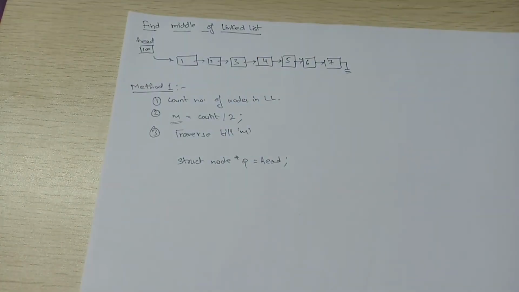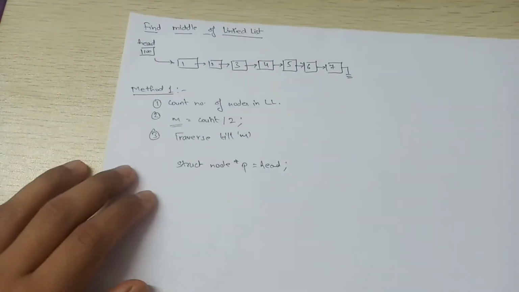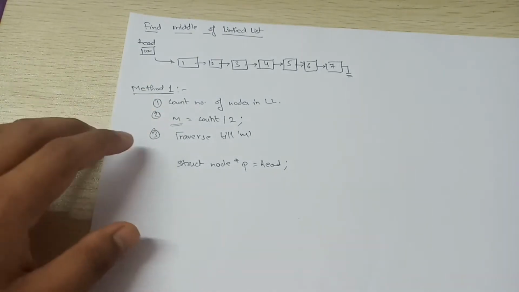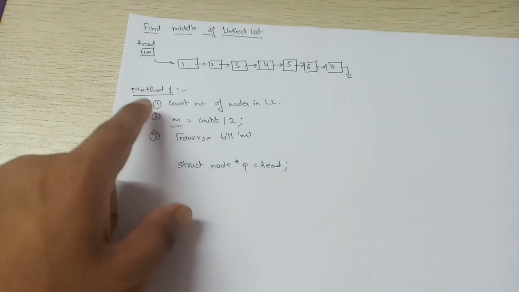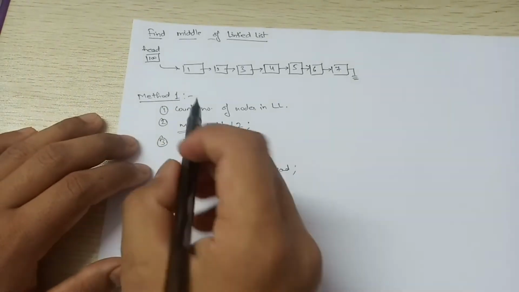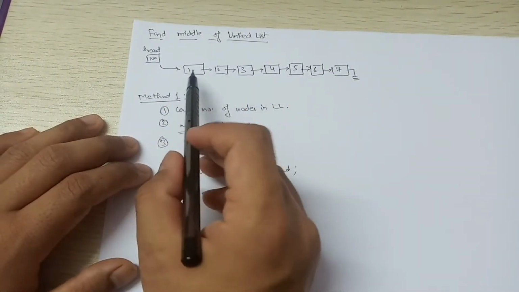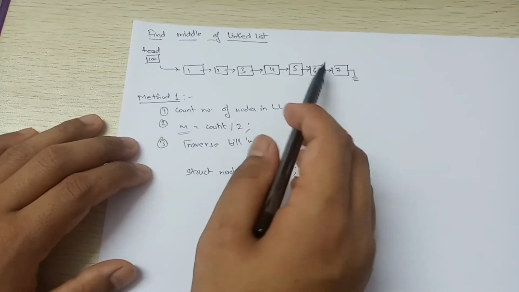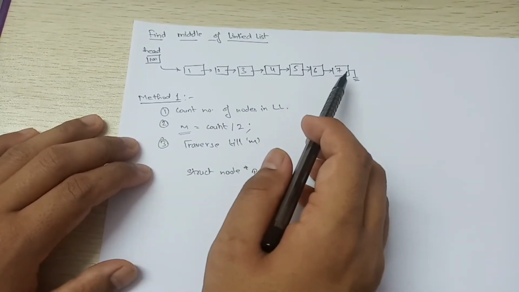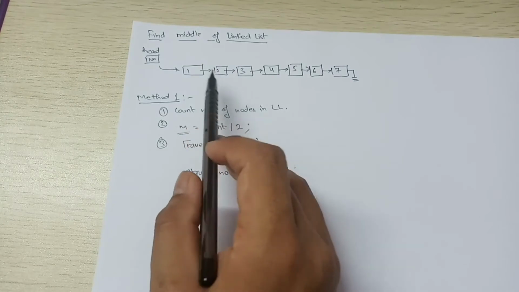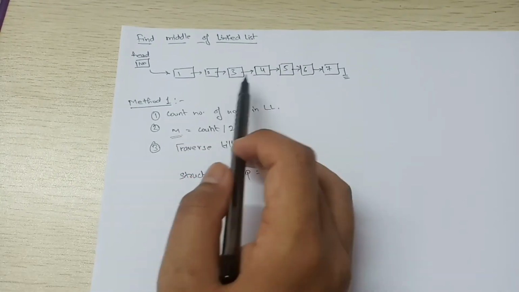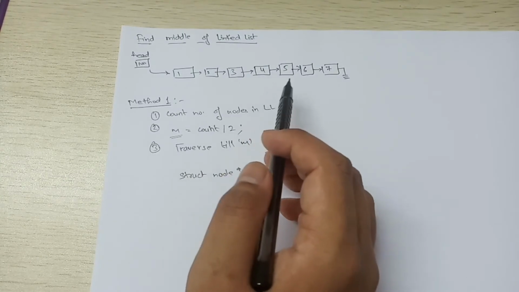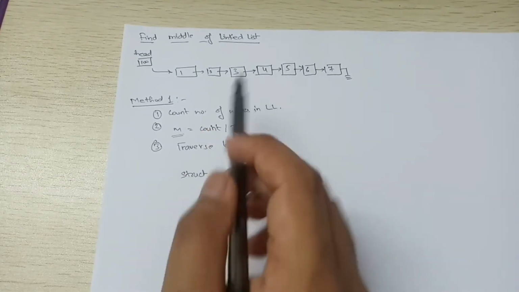Now there are two methods of doing it. Let's see the first method, then we'll go to the second method. This is very easy. What you have to do is count the number of nodes in the linked list. And how we are going to do that: we are going to traverse the whole linked list and have a variable count. We will increment the count variable each time we move in the linked list, and that is how we will get to know how many nodes are in the linked list.